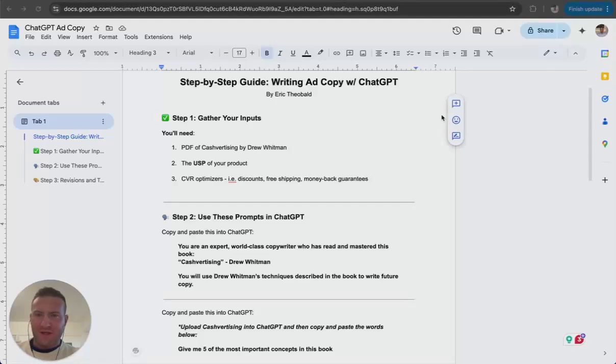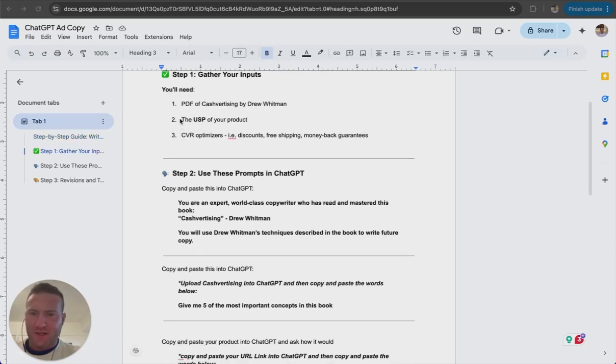So in this video, I'm going to go over how to use ChatGPT to write all of your ad copy. So to start, these are the inputs that we're going to put into ChatGPT. Number one is going to be a PDF of Cashvertising by Drew Whitman. Number two, you're going to need all of the USPs about your product, what makes it unique, what the benefits are, etc. And the third thing is going to be any conversion rate optimizers, right?